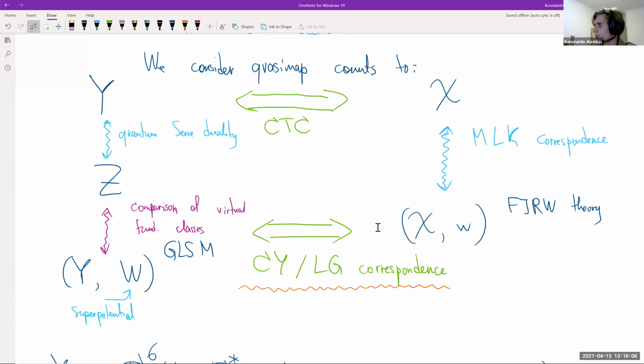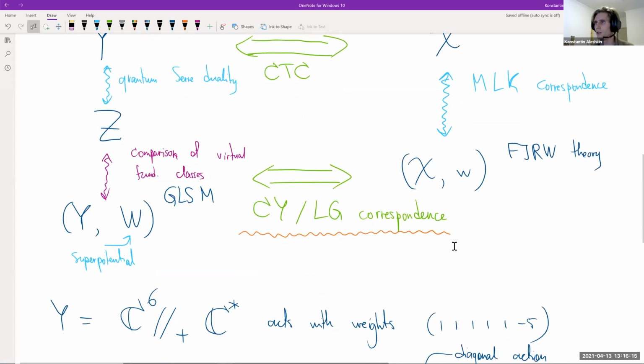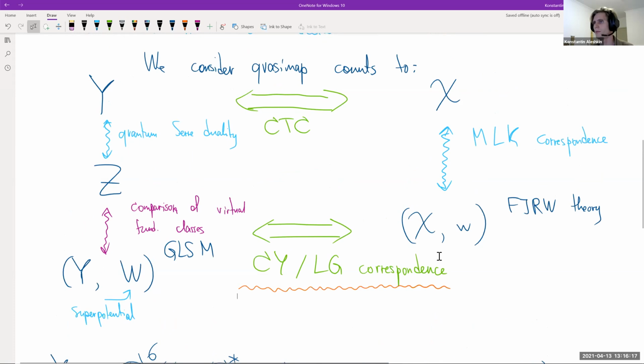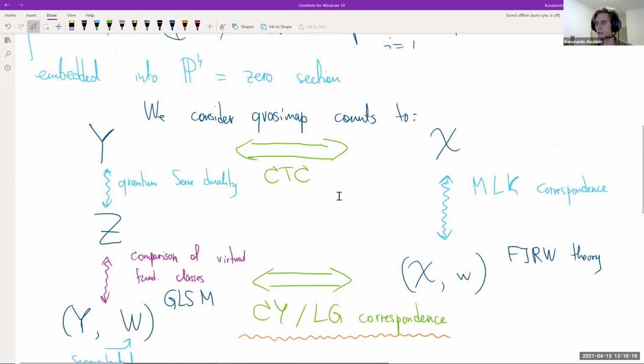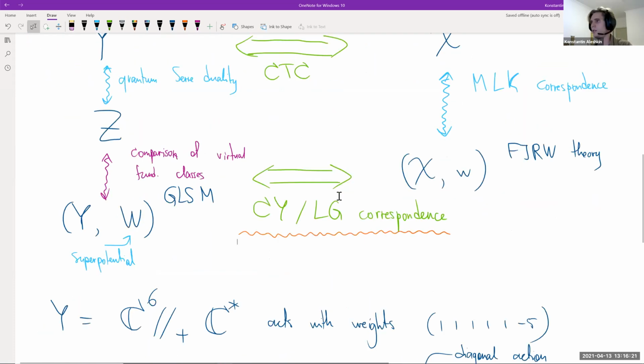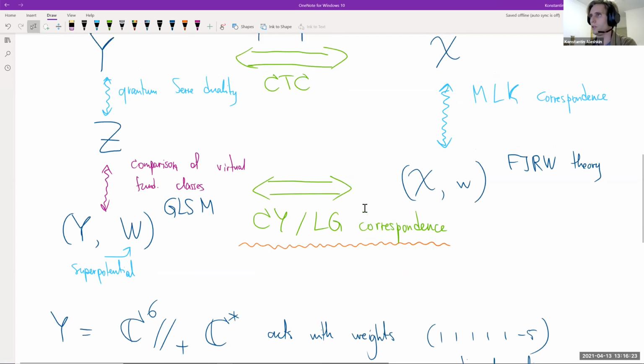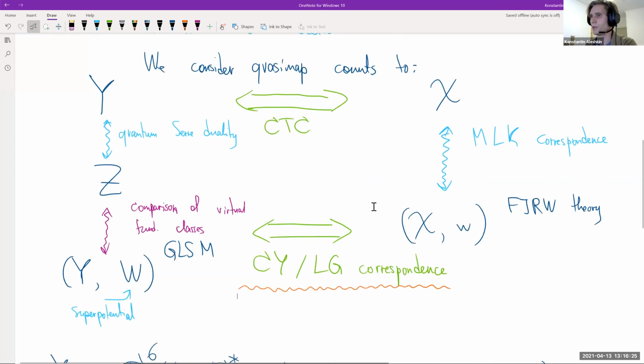All right. So maybe actually I should write some names. Maybe I'll write them below, because this diagram is already slightly overused.